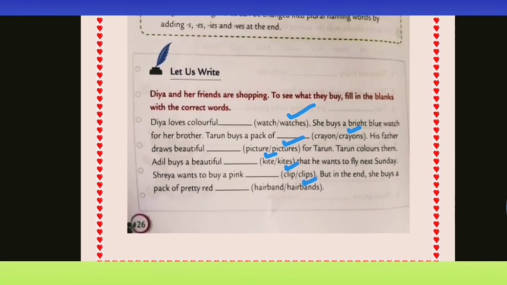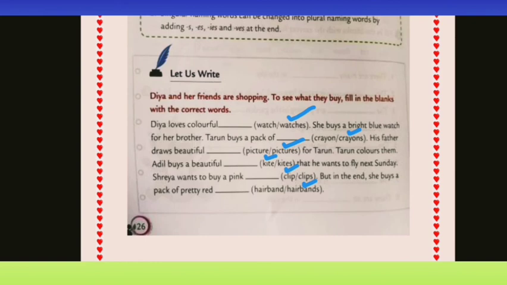Last part now of this chapter. Diya and her friends are shopping to see what they buy. Fill in the blanks with the correct words. Now you have to fill in the blanks with the correct words. Two options have been given to us. Students, I have put the tick, but you write in the blank also. Tick also and write it in the blank also.